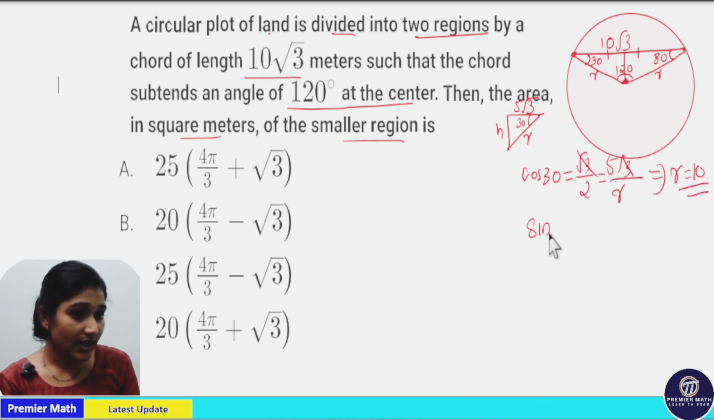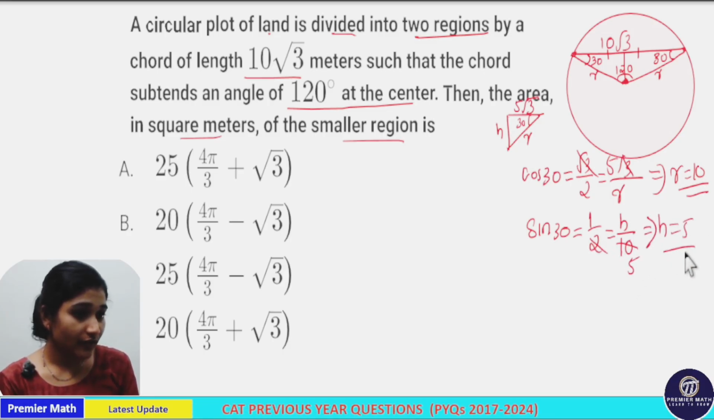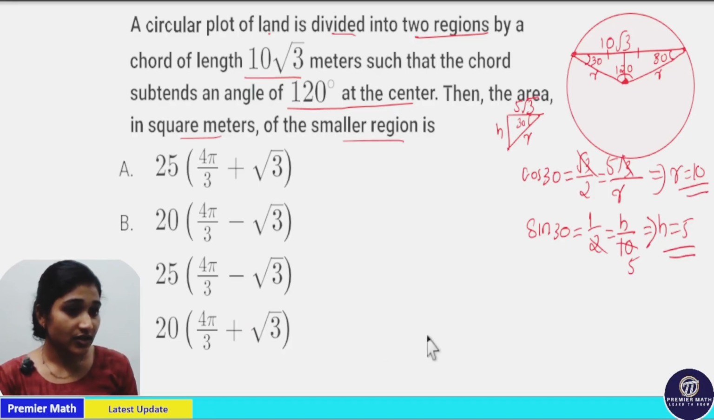Now sine 30 is equal to opposite side by hypotenuse. That is, sine 30 is 1 by 2, which is equal to h divided by r, where r is 10. Now from this, h is equal to 5. So r is 10 and h is 5.